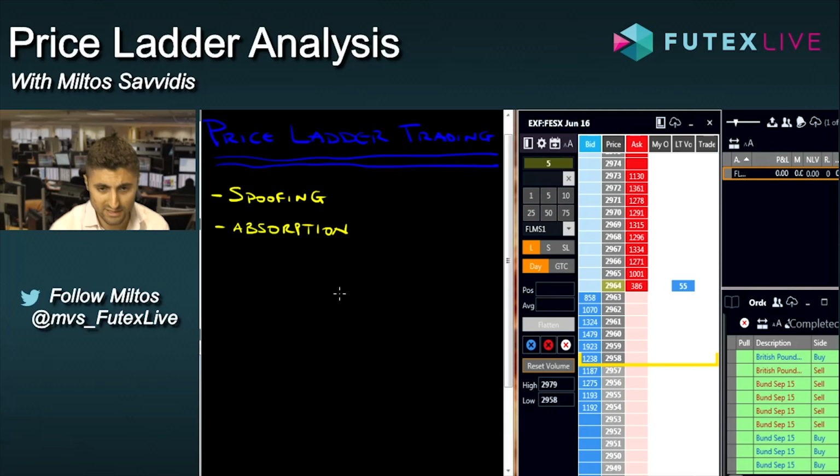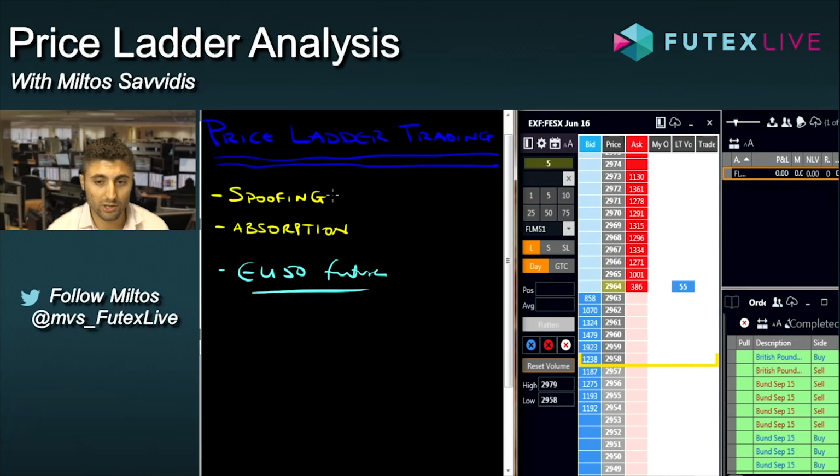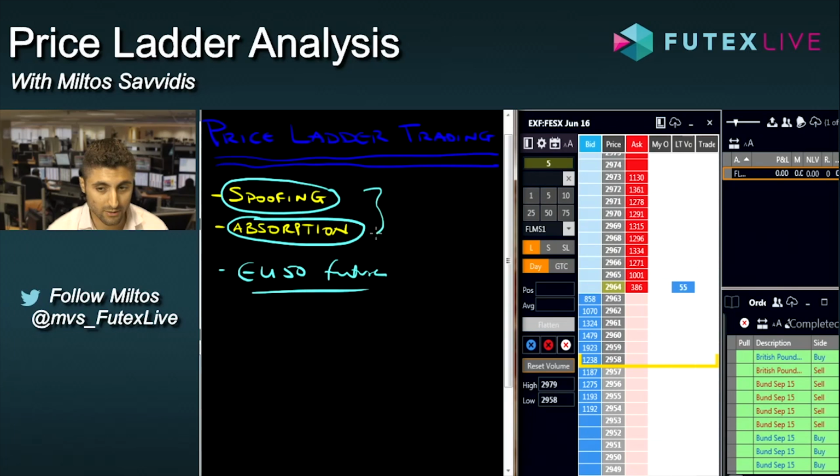So what we're specifically looking at is a setup in the Euro stoxx 50 futures. We're looking at two types of patterns: a spoofer that comes into the market and also someone that comes in and absorbs. Now these are probably working together. Either it's one person, or someone sees liquidity and then trades off of it accordingly.